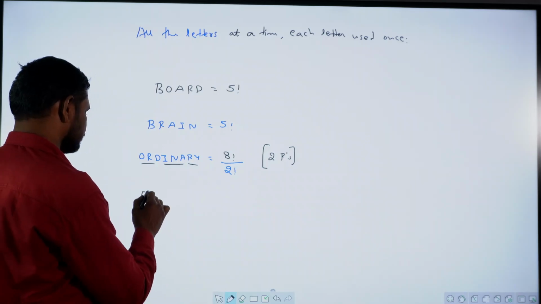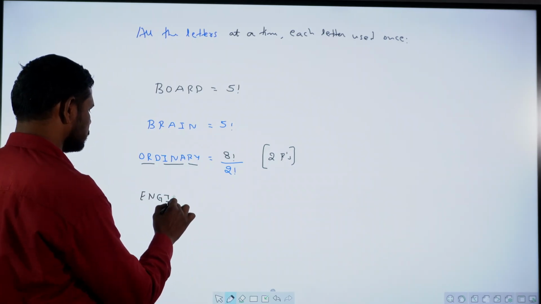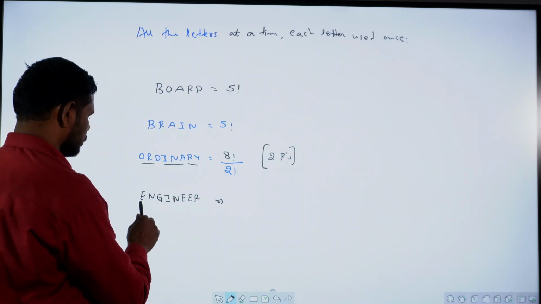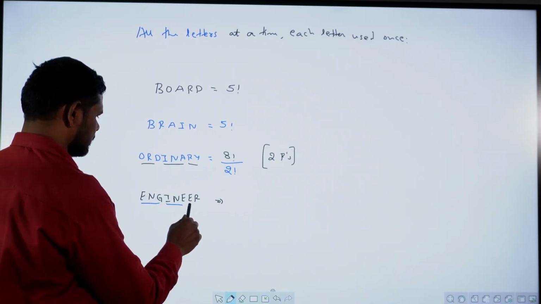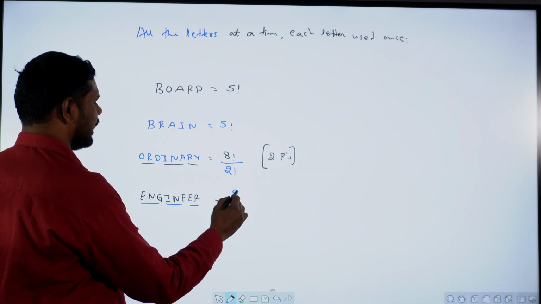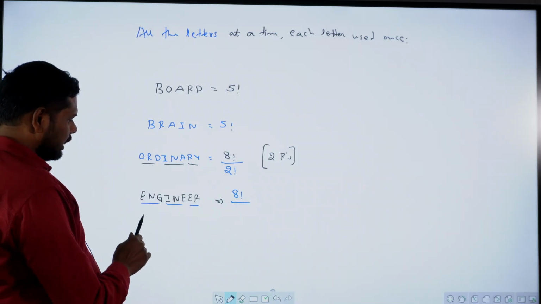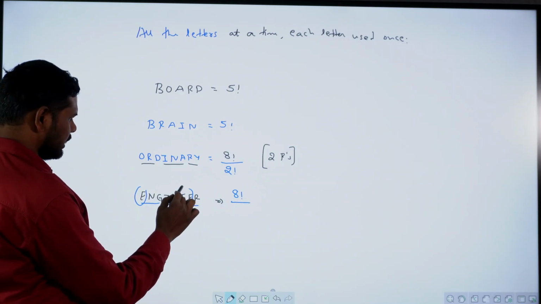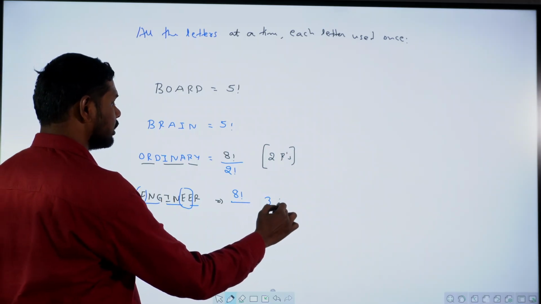Similarly, you go for that. ENGINEER, suppose. In how many ways can we arrange? So 3 plus 3, 6 plus 2, 8. So 8 letters can be arranged in 8 factorial ways, but E is here, also E here, these two also are E. 3 E's are there.